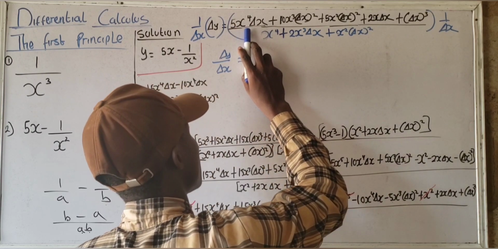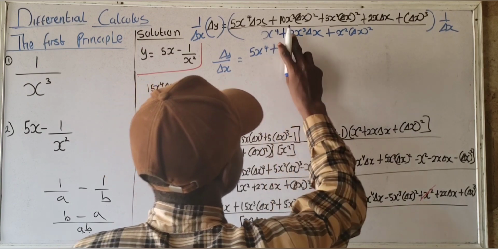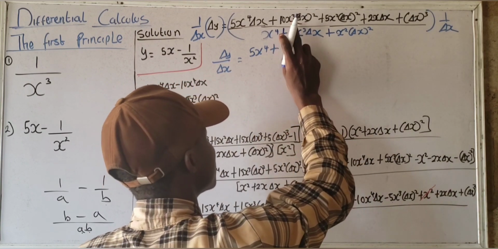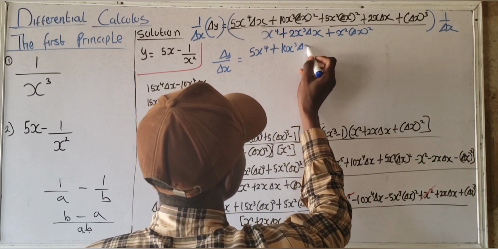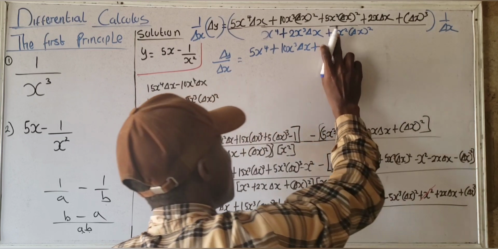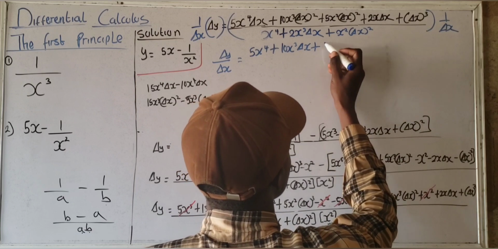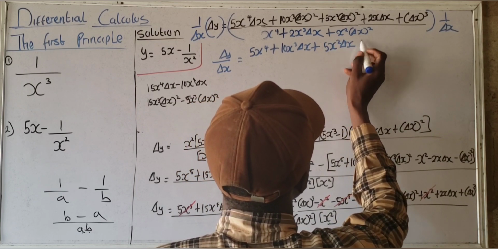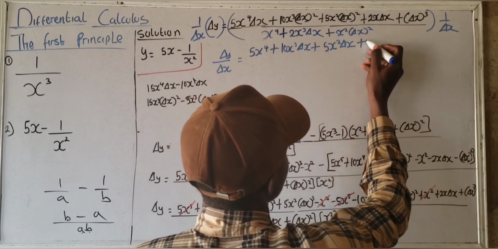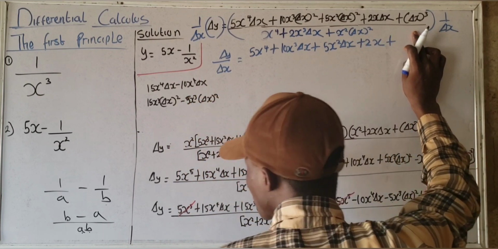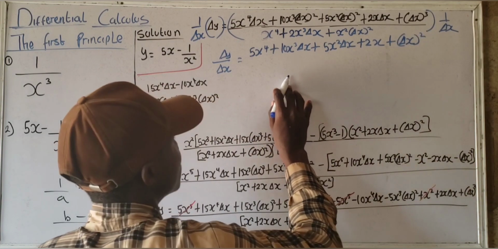So 5x raised to the power of 4 divided by delta x, that will be what? 5x raised to the power of 4 plus 10x raised to the power of 3 delta x squared divided by delta x, that is what? 10x raised to the power of 3 delta x plus, okay, 5x raised to the power of 2 delta x squared divided by delta x, that is what? 5x raised to the power of 2 delta x. Okay, 2x delta x divided by delta x, that is what? 2x plus 2x plus delta x cubed divided by delta x, that is what? Delta x squared.